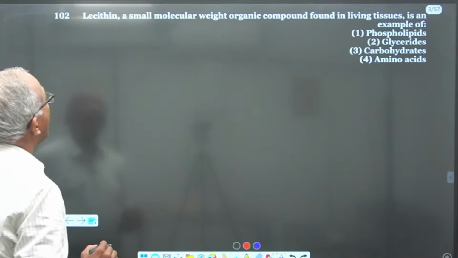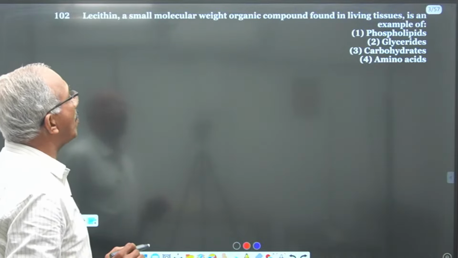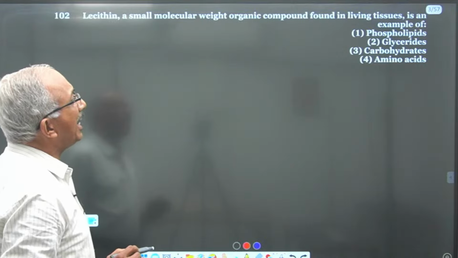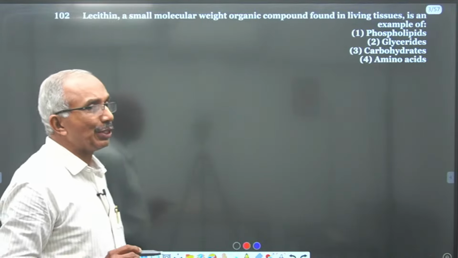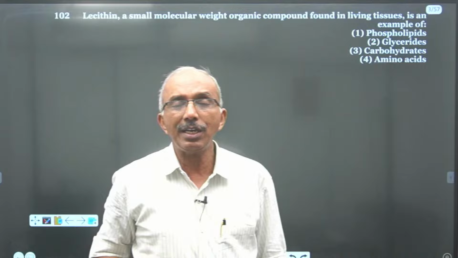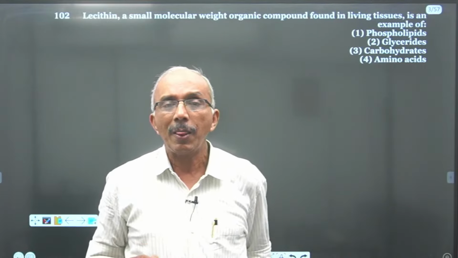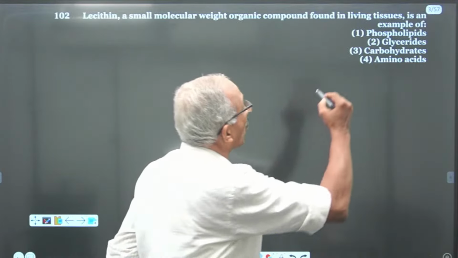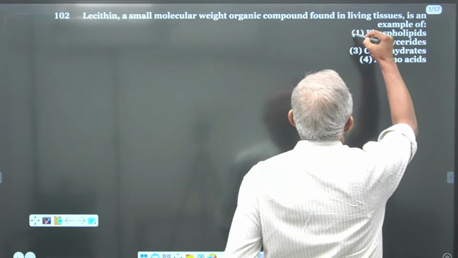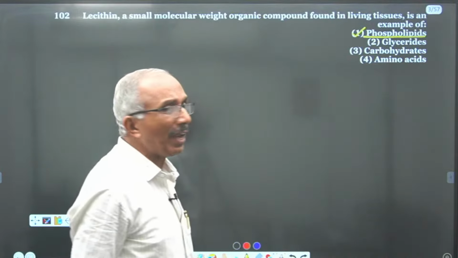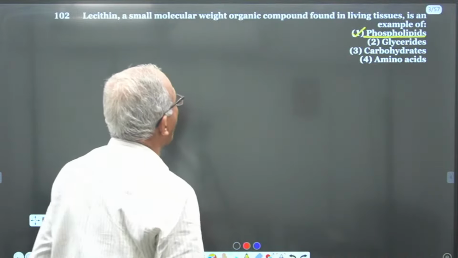Next question. Lecithin, a small molecular weight organic compound found in living tissue, is... Lecithin is a component of cell membrane and it is a phospholipid. Answer option 1.